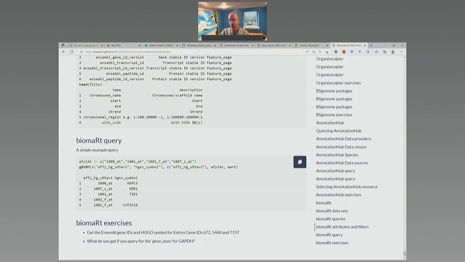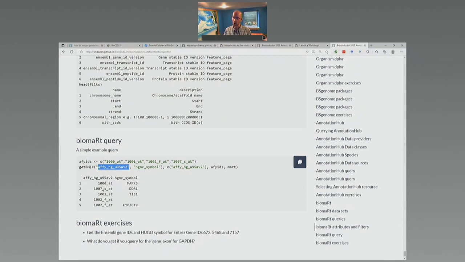The other thing that's a trick with this is you're querying a database, and with a database there's no guarantee in the order that things are returned to you. So whenever you use biomaRt, always put in the attributes the same thing that you're using as a filter. Because you can see here, we did getBM, and we asked for the attribute back, the symbol, and we said it was probe IDs.